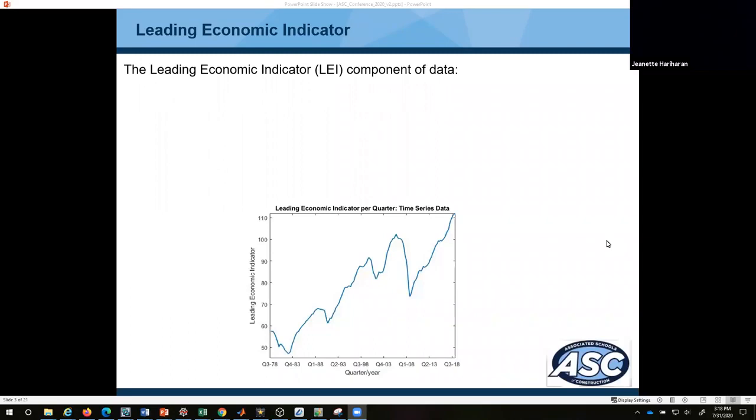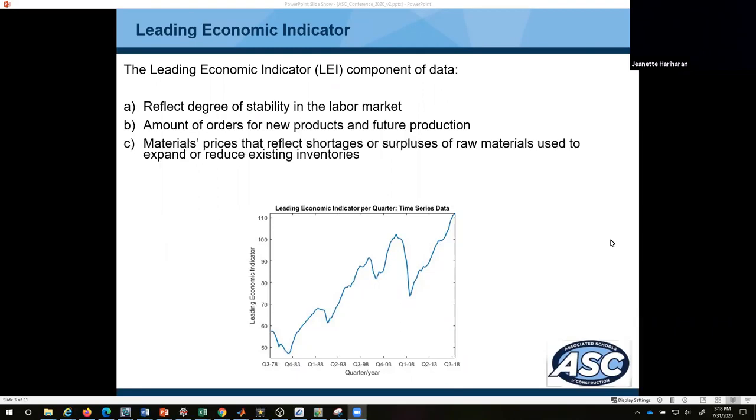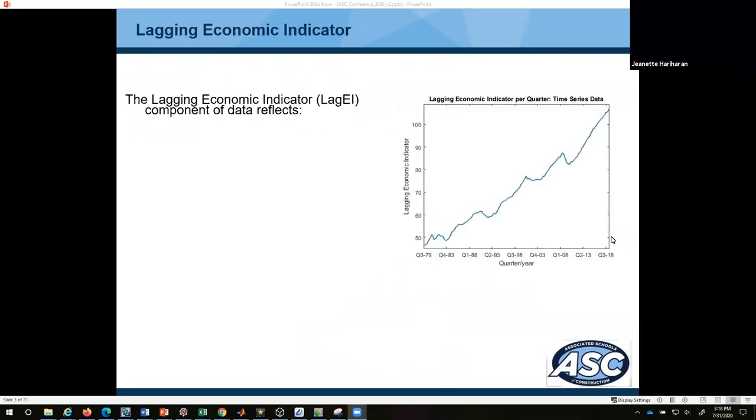The first variable that we use in this model started with the third quarter of 1978 and runs through the third quarter of 2018, and it's the leading economic indicator. The LEI reflects the degree of stability in the labor market, the amount of new orders for products and future production that are in order for the present time, material prices that reflect shortages or surpluses of raw materials used in construction, and consumer spending. It's a basic general gauge for the near future of the economy.